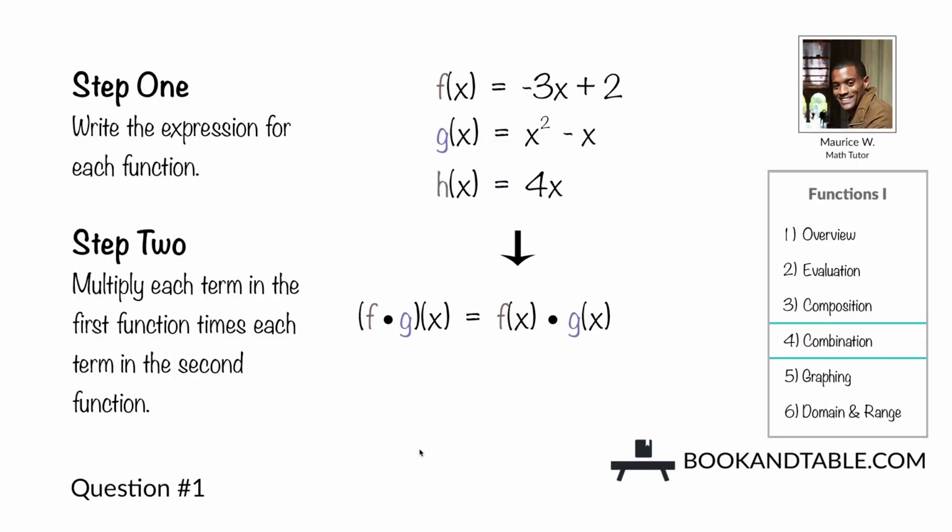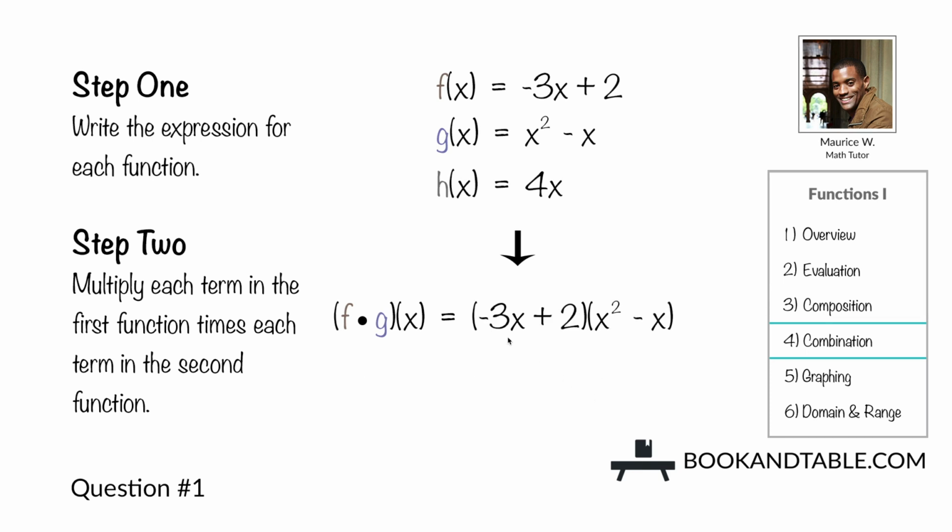Question number 1, step 1, write the expression for each function. So we'll write out the f function, negative 3x plus 2, and we'll multiply that times the g function, which is x squared minus x. And now step 2, multiply each term in the first function times each term in the second function, aka use the FOIL method to expand this expression.